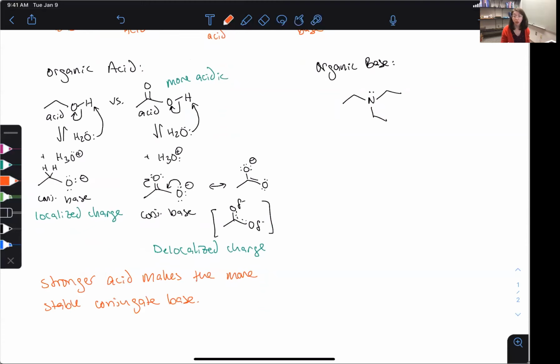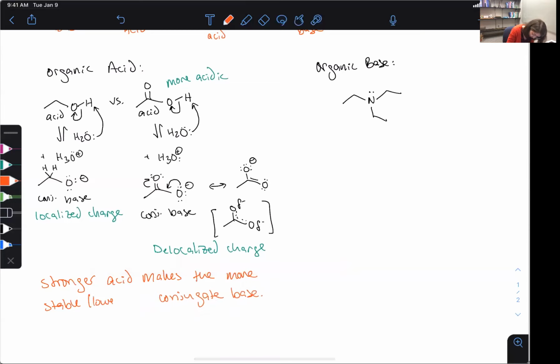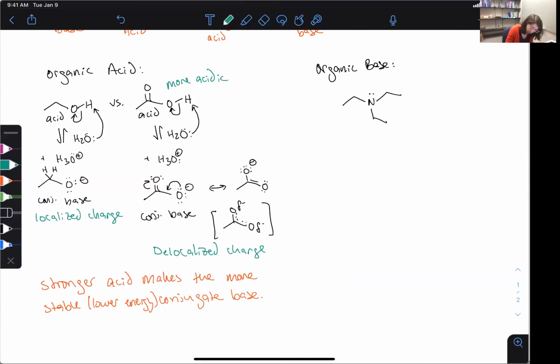Okay, so the stronger the acid, the more stable the conjugate base is going to be. And we're going to read more stable as lower energy. Okay, so lower energy conjugate base. So if we're looking at this, that delocalized charge is more stable. And this acetic acid is more acidic. You can also read that as more reactive.